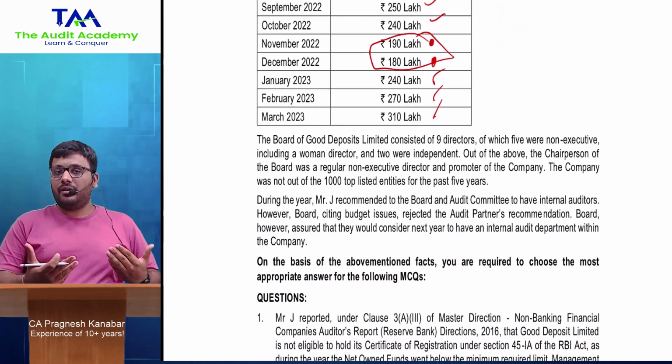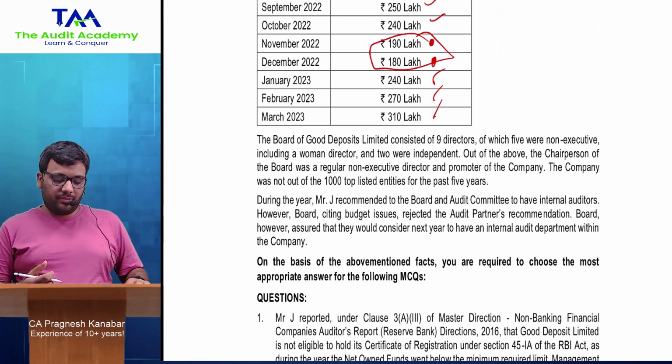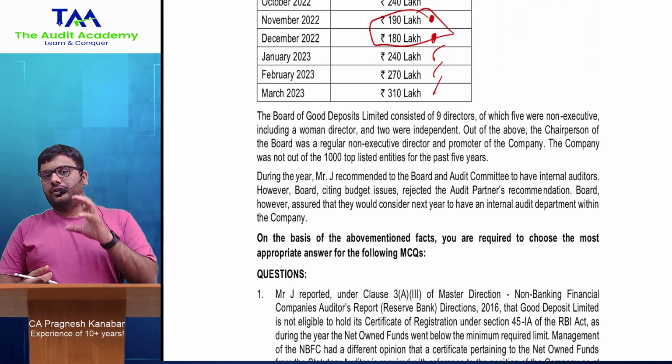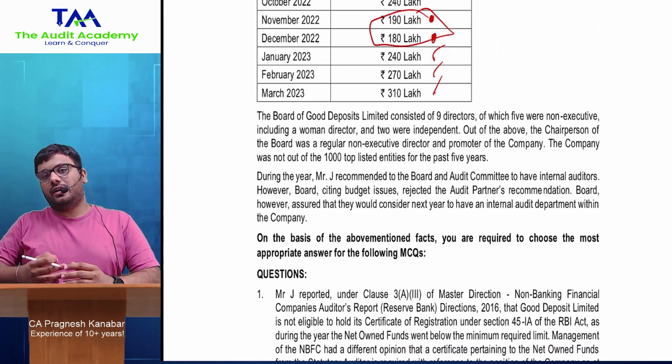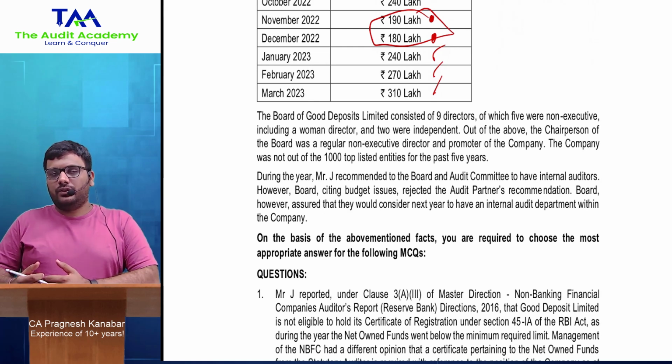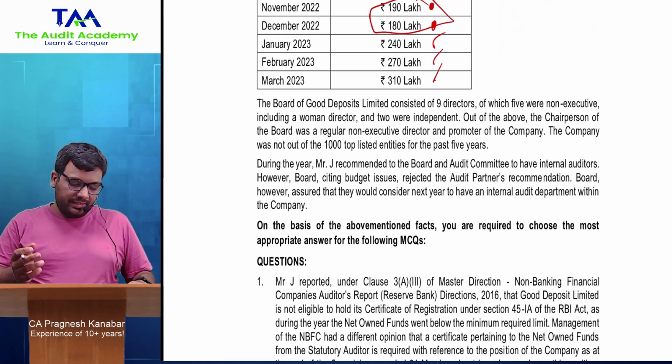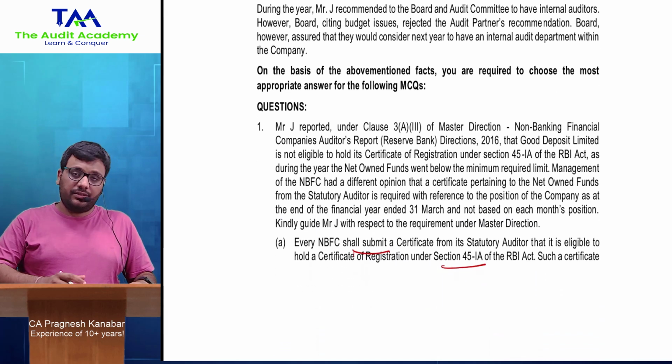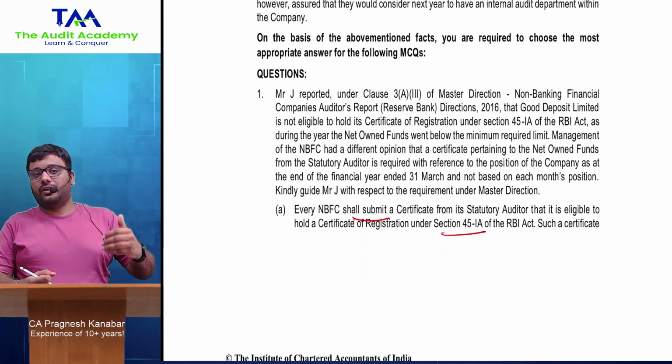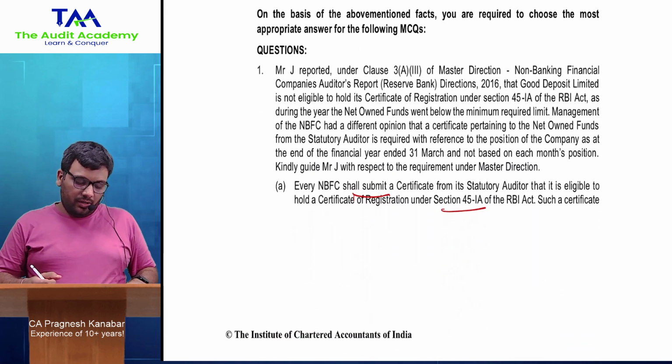However, there is a requirement that there has to be a certificate from the statutory auditor that net owned fund was maintained as on 31st March of the financial year. So yes, it should be maintained throughout, but there is a requirement that the certificate should be obtained from the auditor as on 31st March of the financial year. All right. So look at this.